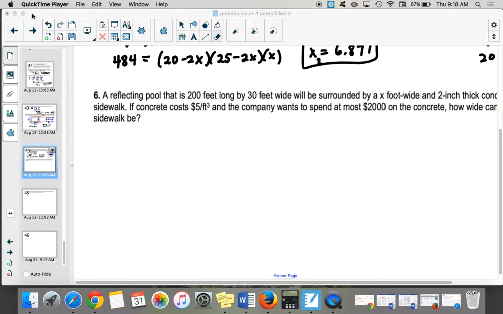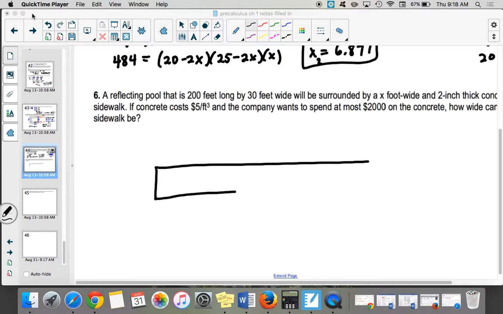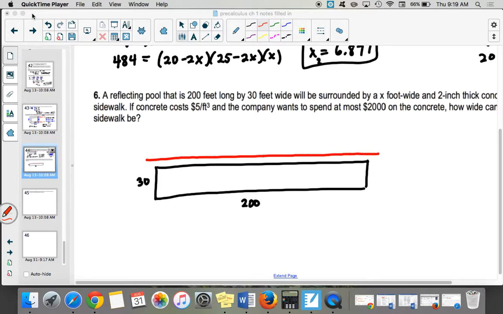Number 6. A reflecting pool that is 200 feet long by 30 feet wide is to be surrounded by an X foot wide and 2-inch thick concrete sidewalk. Okay, so we have a really long reflecting pool. It's 200 feet long, 30 feet wide. And we're going to have this sidewalk going all the way around it.